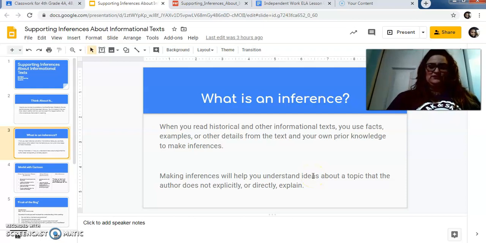So sometimes the author is not going to come out and tell you straight up that the reason why something happened was because of this. But you need to use all the clues that the author gives you in the text and the background knowledge, like what you already know about that subject, to help you figure out something. So this is just an example.